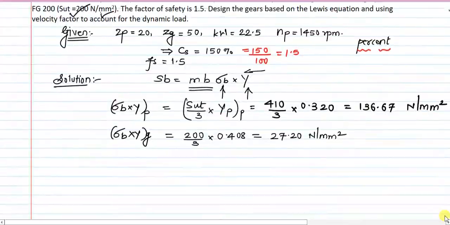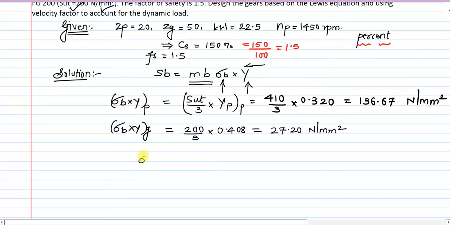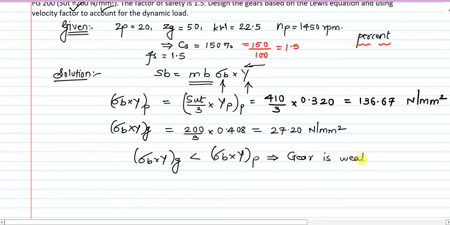So what is the meaning of this? It means that the product sigma b into Y for gear is less than the product sigma b into Y for pinion. So it implies that pinion is stronger and gear is actually the weaker element. So our further design will be totally based on the gear parameters. Gear is the weaker element, so our design will be totally dependent on gear.